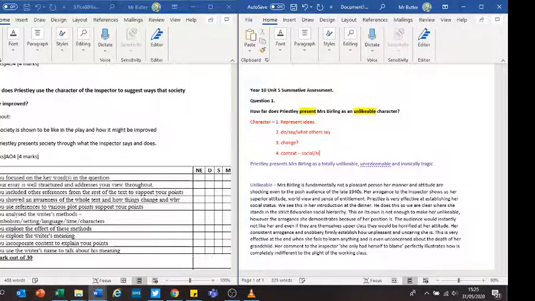Historical, obviously they've just come out of the Second World War, so they want to learn from that. And for the really clever ones, literary.